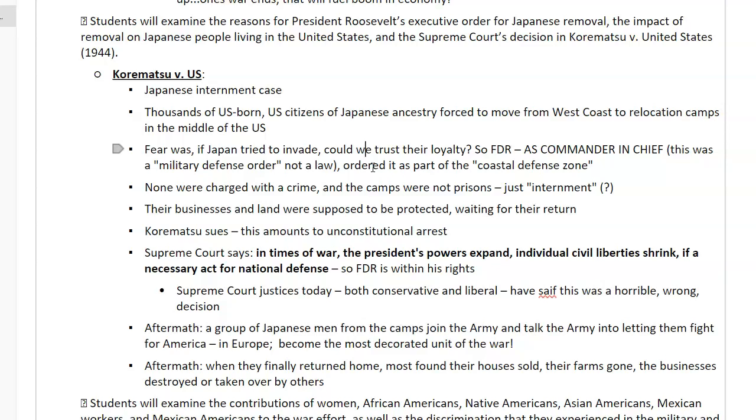The camps were not technically prisons. They were internment camps. So FDR, as Commander-in-Chief of the military, declared a coastal defense zone and then declared that he was relocating the Japanese. In theory, their businesses and land were supposed to be protected, waiting for them to return. They would go off to the camps. They had some opportunities to work there, but they largely sat out the war.